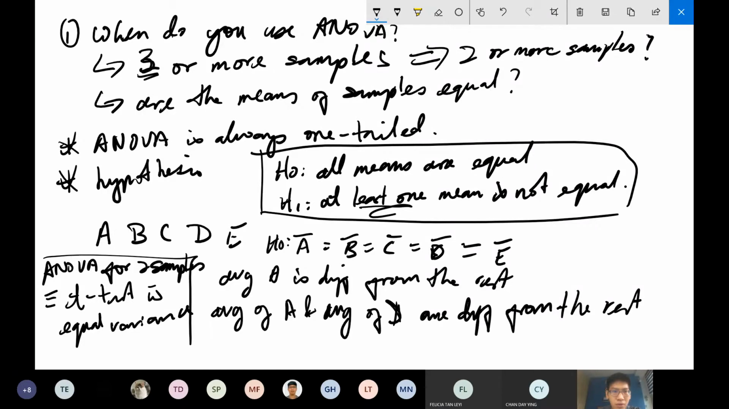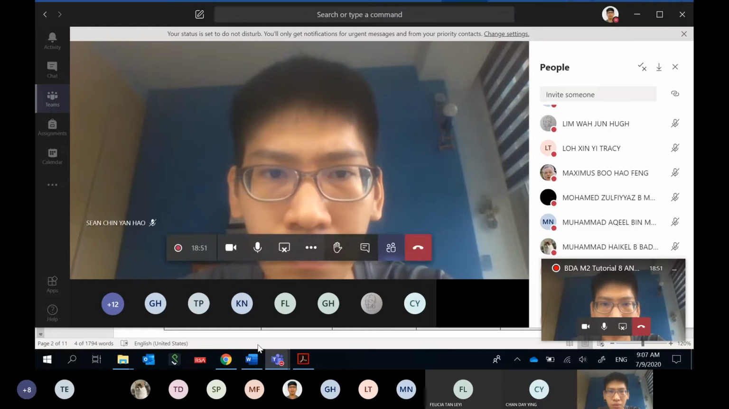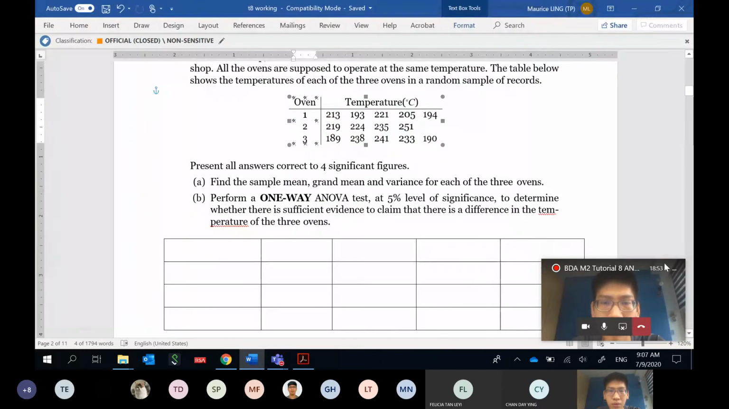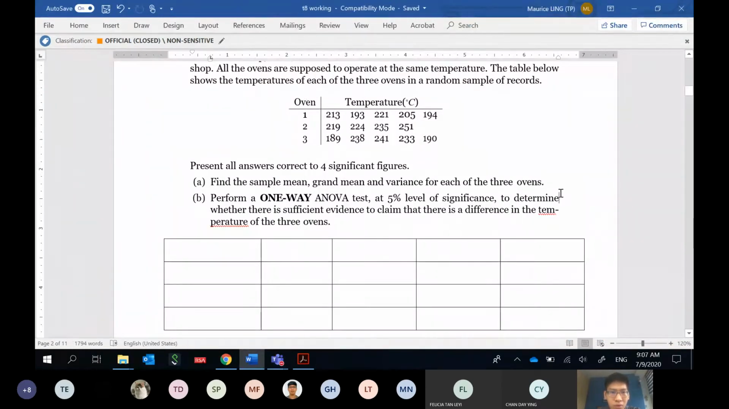Having said that, there's another point in ANOVA which you have to take note. ANOVA has 2 degrees of freedom. So this is important. Later we'll come to it. Now, ANOVA calculation is tedious, but once you get used to it, it is mechanical. In a way, it's just blindly following the steps.